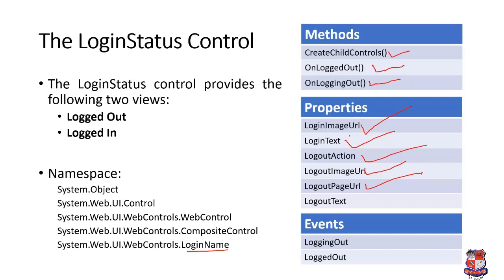LogoutPageUrl. It is used to retrieve or specify the URL of the logout page. And next is LogoutText. It is used to retrieve or specify the text used for the logout link. Apart from these, two events are available. First event is LoggingOut. It is initiated after the user has sent a logout request to the server by clicking the logout link or button of the login control. Next, the LoggedOut event.